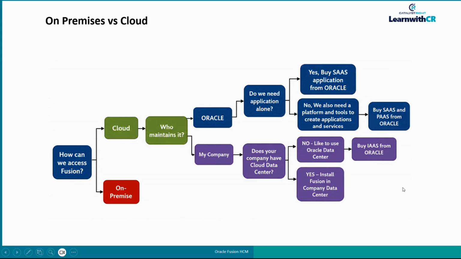They can install the Fusion system in their own company's data center. In that case, they need to purchase the IaaS model from Oracle itself. So this is how the different models and requirements are fulfilled by Oracle for its customers. Earlier, we did not have such feasibility.